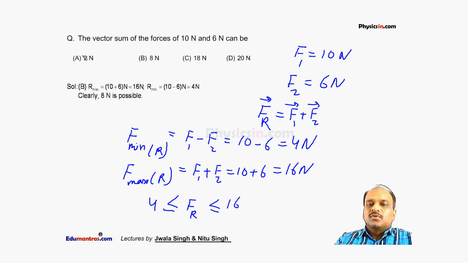So 2 Newton is not possible, since the minimum value of this resultant can be 4. 8 Newton is possible. 18 Newton is again not possible. 20 Newton is also not possible, because the resultant lies between 4 and 16 Newton only.